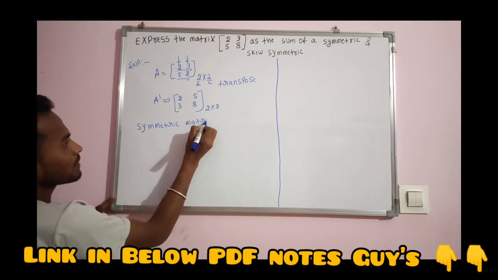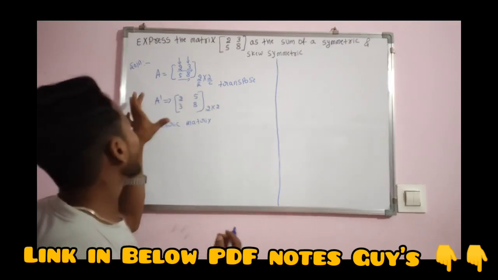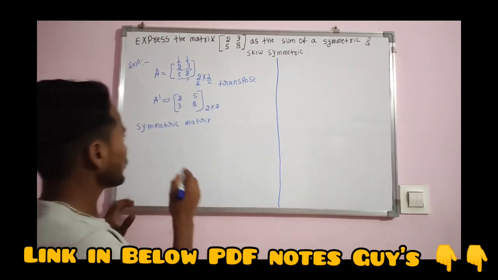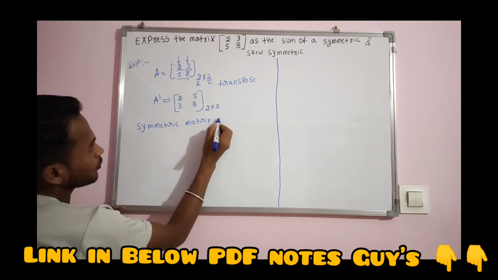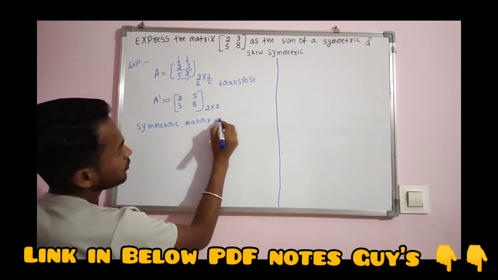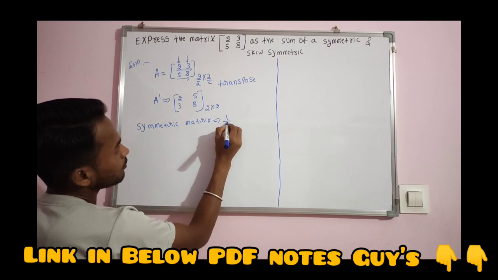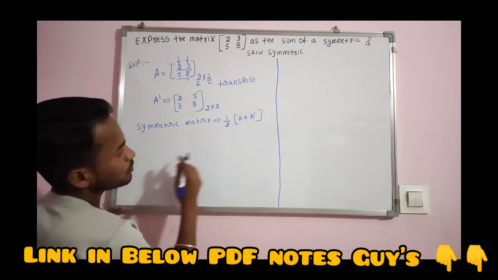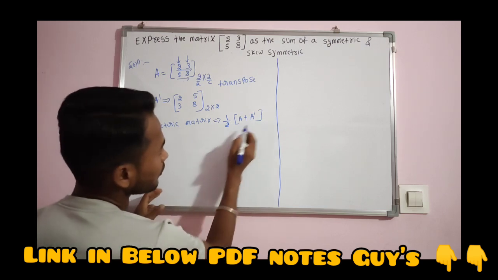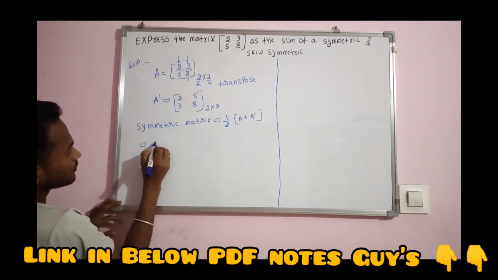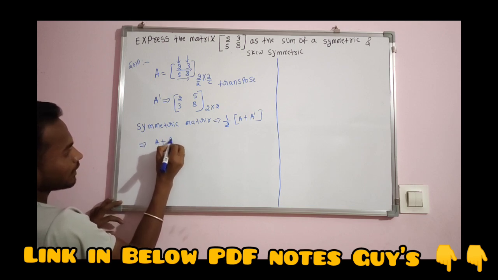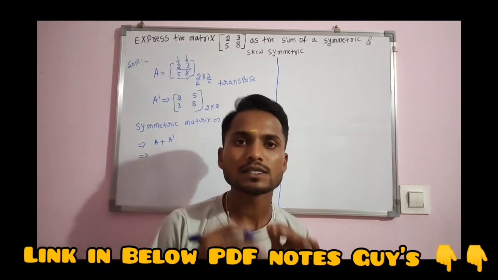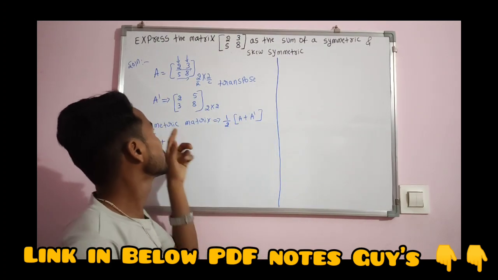So what does a symmetric matrix mean? You have to add the original matrix and the transpose matrix, okay students. So how to write this symmetric matrix formula: 1 by 2, A plus A dash. Here you only have to add the bracket, so A plus A dash. So the symmetric formula is 1 by 2 bracket A plus A dash.